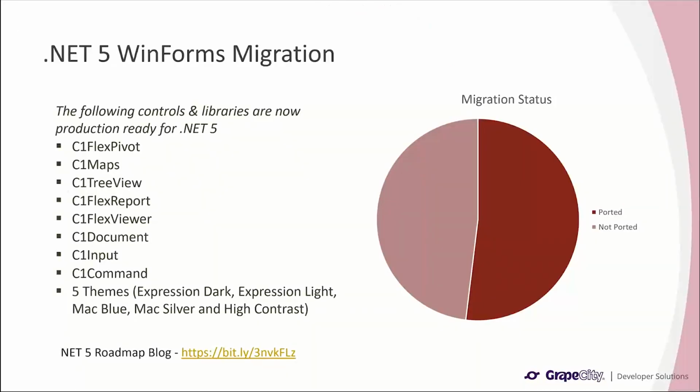So as we continue to migrate more controls to .NET 5 this release, the following controls are now available: C1 Flex Pivot, C1 Maps, C1 Tree View, C1 Flex Report, C1 Flex Viewer, C1 Document, and a bunch of components in C1 Input and C1 Command, as well as several themes, including Expression Dark, Expression Light, Mac Blue, Mac Silver, and High Contrast. We're now over 50% migrated to .NET 5 after 2 releases, and we plan to be mostly complete by the end of 2021. And you can check out the full roadmap blog, which details specifically which controls are coming in the upcoming releases, in our blog at that link.